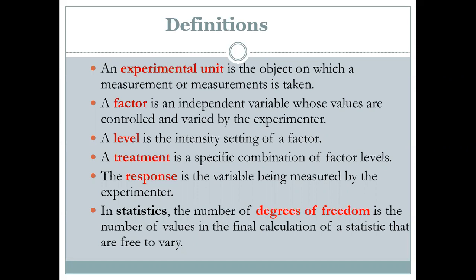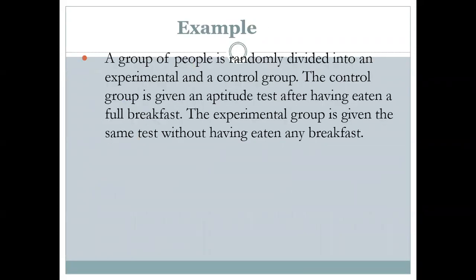And the last one is the degree of freedom. In statistics, the DF, or degree of freedom, is the number of values in the final calculation of a statistic that are free to vary. Never mind, we are going to see examples on how to detect the experimental unit, the factor, the level, the treatment, and the response. All right, let's see this first example.